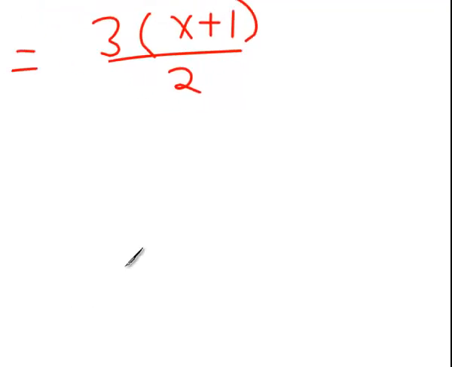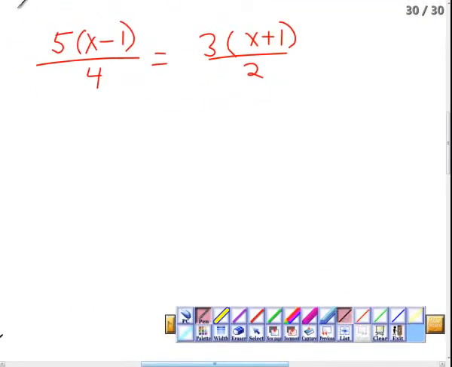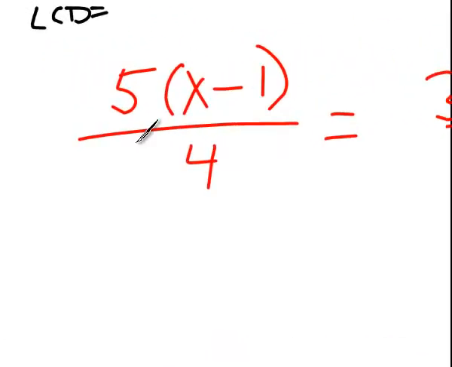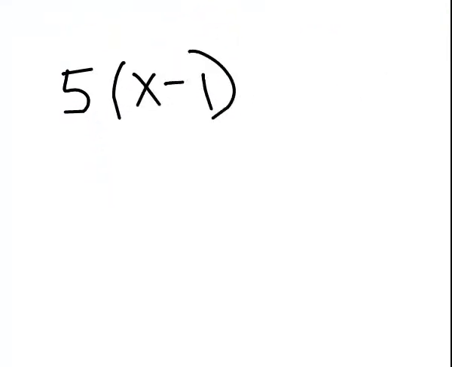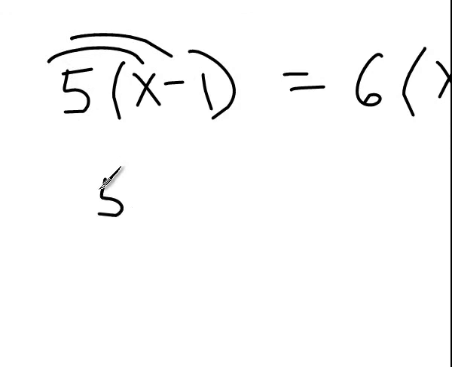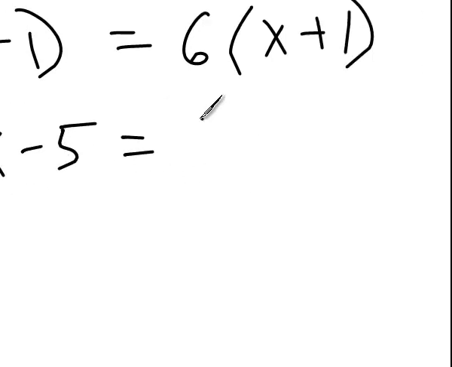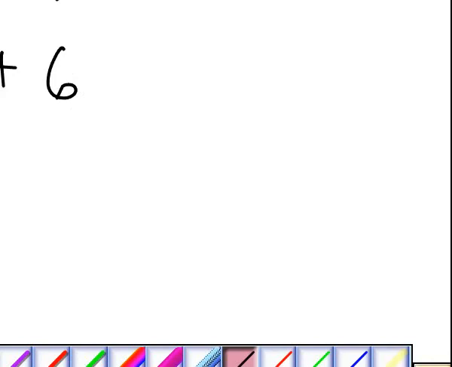All right, let's see. What you want to do is multiply by the least common denominator, right? Which is going to be what? 4. So we multiply by 4, multiply by 4. Well, the 4s cancel here, and so that just leaves you with 5 parentheses x minus 1. 2 goes into 4, and that's 2 times. So now we got to multiply 3 times 2, and that's 6 parentheses x plus 1. Now you may have done it a little bit differently, but you should have gotten, after you distribute, 5x minus 5 equals 6x plus 6. All right.